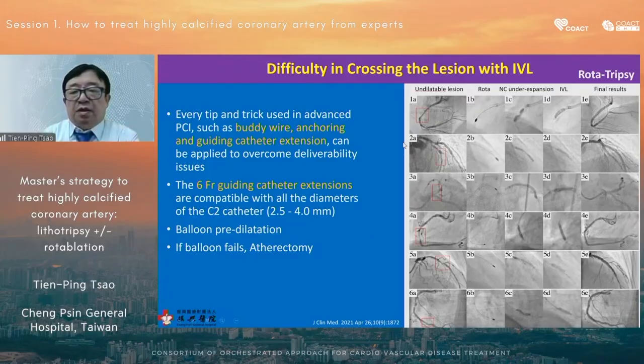This is a case example, and this is a lesion at the mid-RCA. Rotablation first, and NC balloon still could not dilate, and the IVL can fully dilate the lesion, and this is the after-stenting picture.